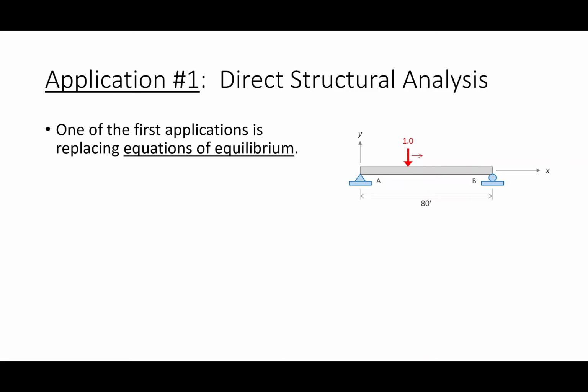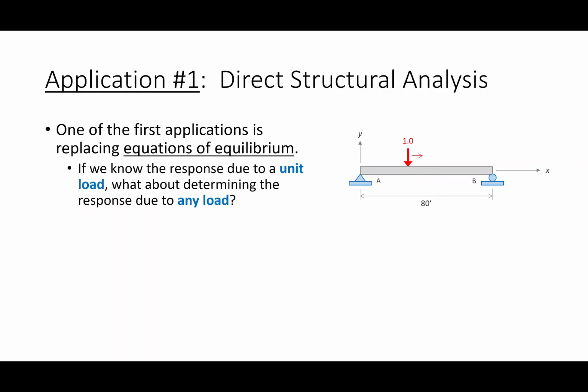One of the first applications of an influence line is to just use it as a replacement for statics. The idea is that if I have a structure and I'm generating an influence line due to a moving unit load, couldn't I generate the response due to any load anywhere? And the answer is yes. What I'm getting at is, if I can do this problem, why can't I do this one, with an influence line? That's what we're going to do today.